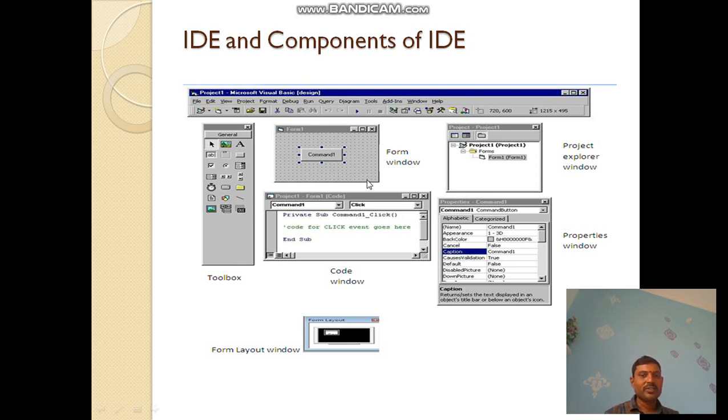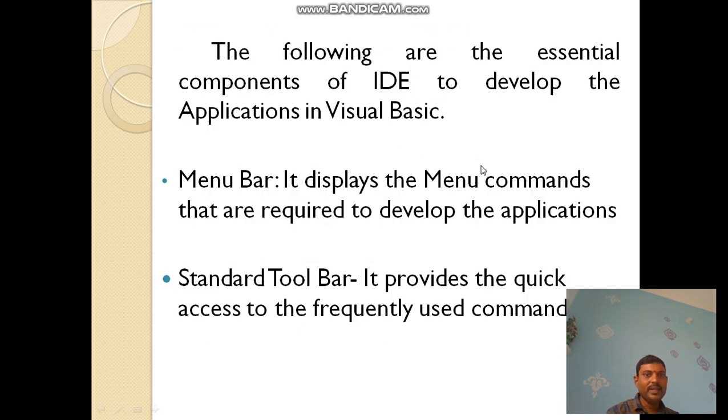So these are the toolbox, form window, code window, project explorer window, properties window, and form layout window. When we start the application, the initial screen is called the IDE. The IDE has all these components to develop applications in Visual Basic. The following are the essential components of the IDE.